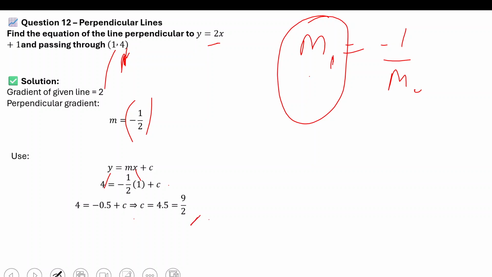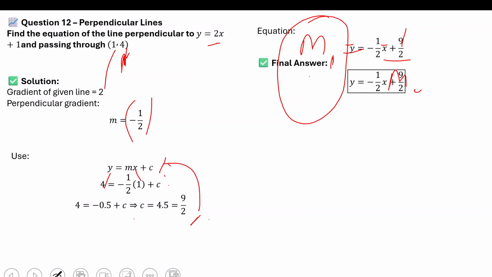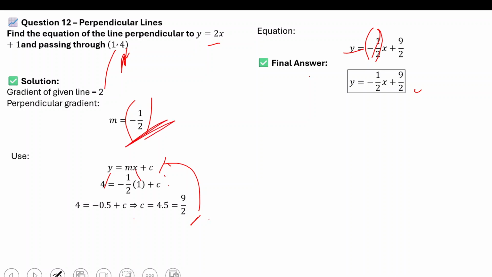If C is 9 over 2, I can put it back in this equation. And I know that I have my m as minus 1 over 2, right? So put it back in that equation where I have y is equals to mx plus c. The m is already given as minus 1 over 2 from here, and the c is already given as 9 over 2 from here. So this is the answer. I can even simplify it further. I can even just say from here, multiply each term by 2. So I have 2y is equals to minus x plus 9. But otherwise, I can leave it here, making y the subject of the formula, right?